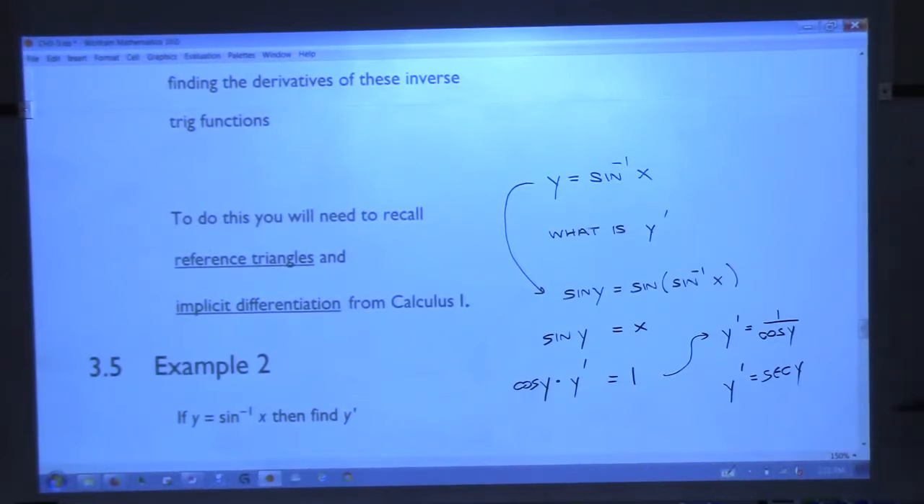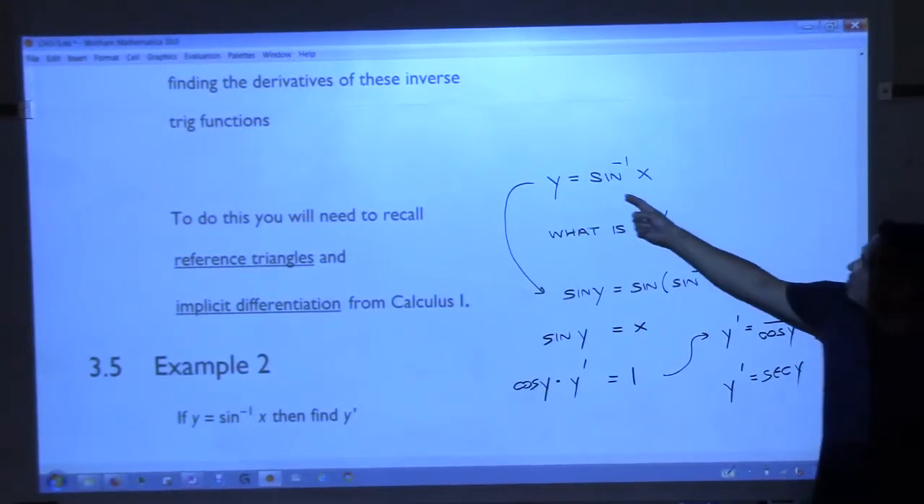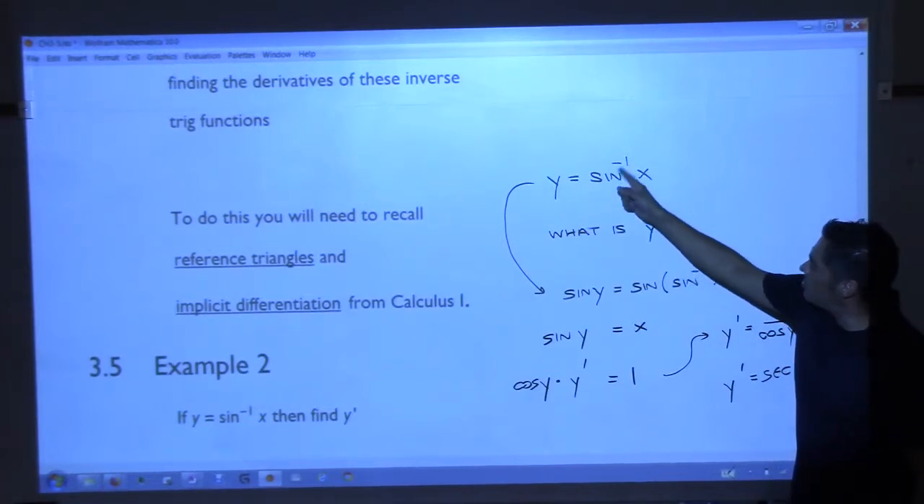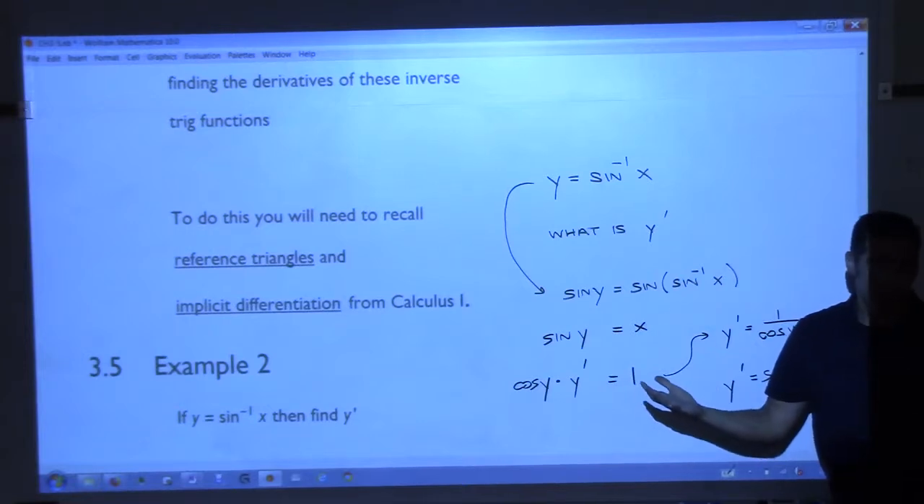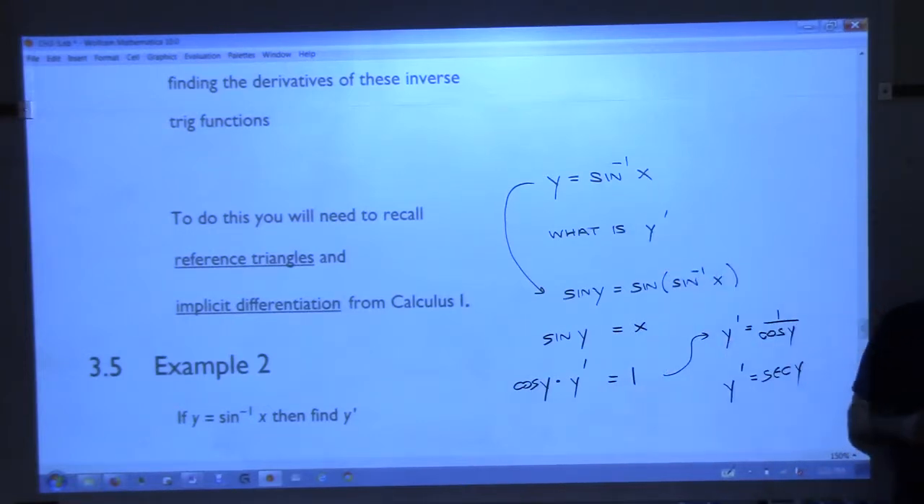But that is not the formula you're going to see in the back of the book. Because our answer has y in it, and the original function, y equals sine of arc sine of x, had x's in it. It would be nice if our answer had x's in it too. Does that kind of make sense? So is there a way that we can somehow get rid of this y in here and replace it with something with x's? Substitute?